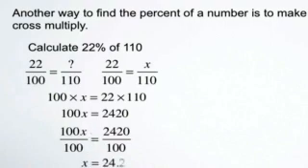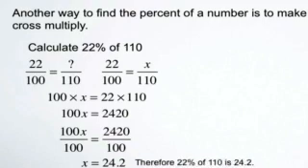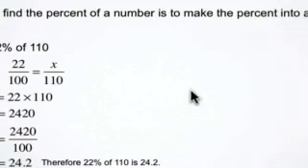And when I do that, I end up with x is equal to 24.2. 100 divided by 100 is 1. 2,420 divided by 100 is 24.2. So therefore, 22% of 110 is 24.2.